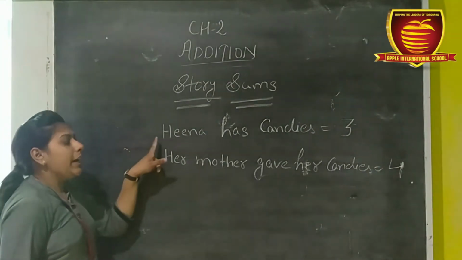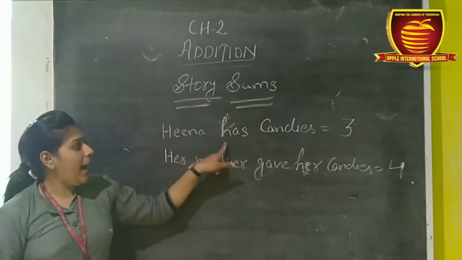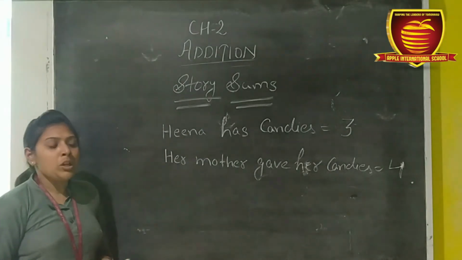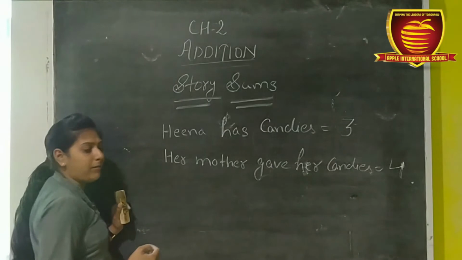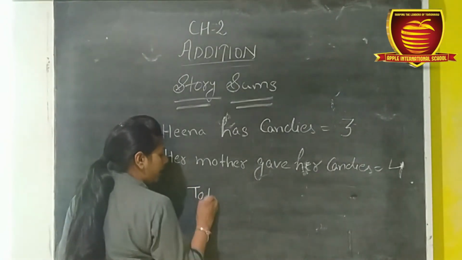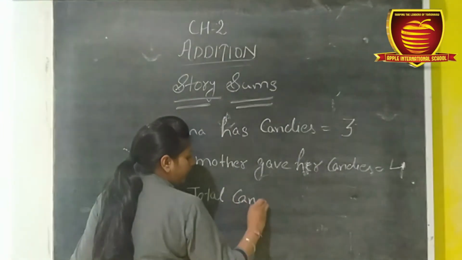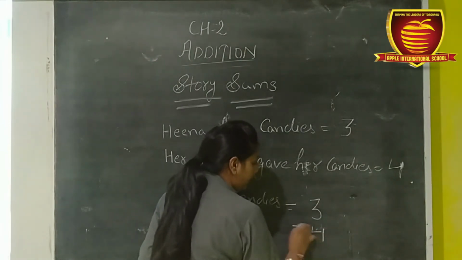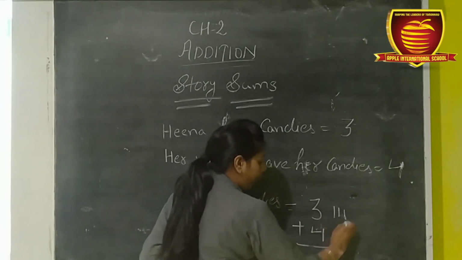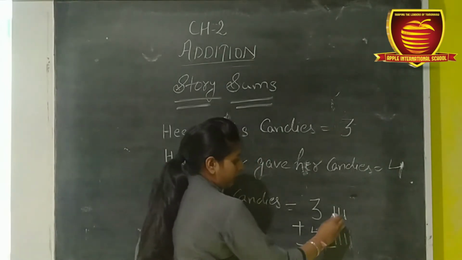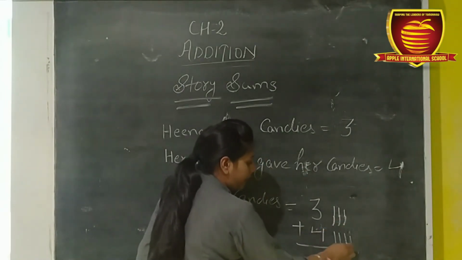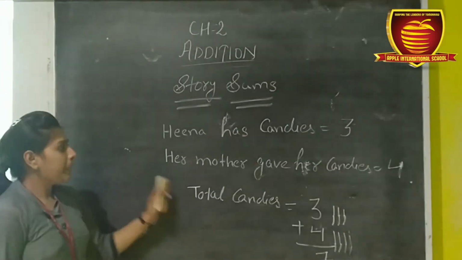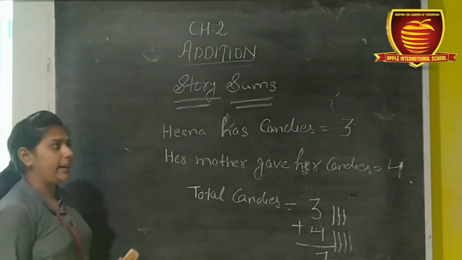So I repeat, Hina is a girl. She has 3 candies. Her mother gave her 4 more candies. So how many candies does Hina have now? We have to find the total number of candies. So we have to add the numbers. 3 plus 4. 1, 2, 3. 1, 2, 3, 4. 1, 2, 3, 4, 5, 6, 7. So Hina has a total of 7 candies.